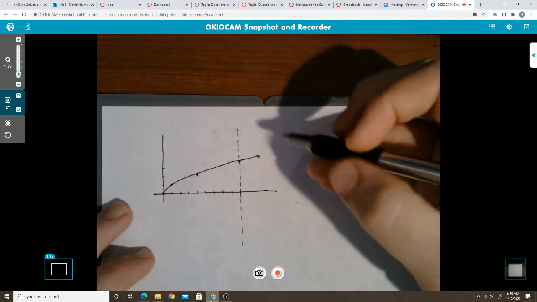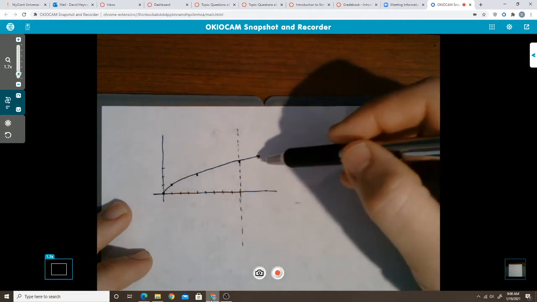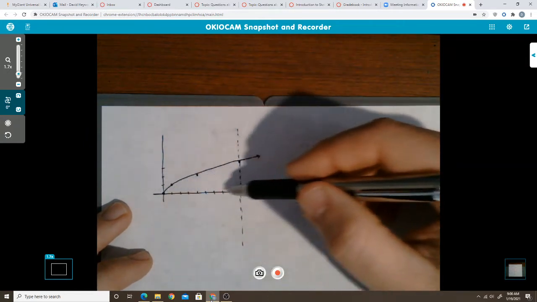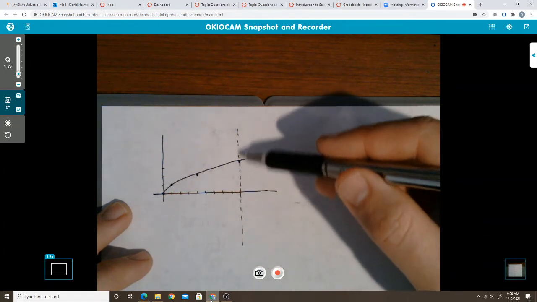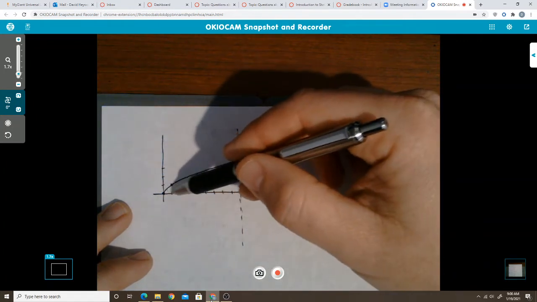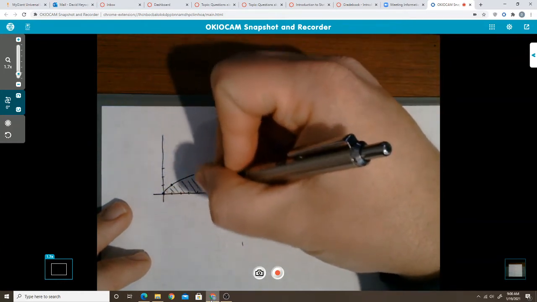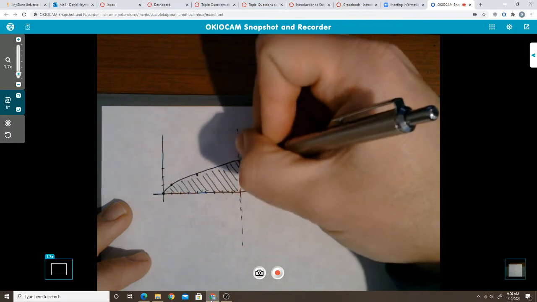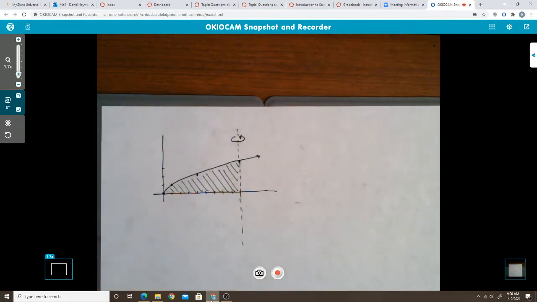So we're interested in the region bounded by this curve, the line y equals 0, which is the x-axis, the line x equals 9, which is this dotted line here. So it's this region in here. And we're going to revolve it around this line, so around the line x equals 9.